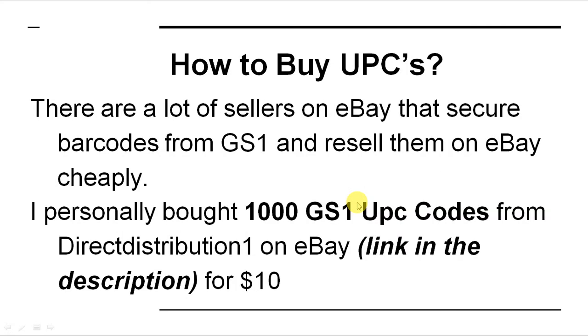As I said before, there are a lot of sellers on eBay that secure barcodes from GS1 and resell them very cheaply. But I personally bought 1,000 GS1 UPC codes from Direct Distributors 1 on eBay, and I'll leave the link in the description. I paid less than $10 for 1,000 barcodes, and you will never be able to burn through 1,000 barcodes unless you are running a distribution company or a manufacturing company that manufactures a lot of products. I bought 1,000, and I really didn't need that much. I've only probably used 10 or 15 of them, but I will have them for a lifetime if I so desire to private label 1,000 products in the future. Who knows?